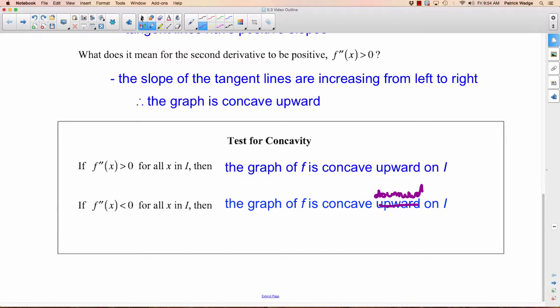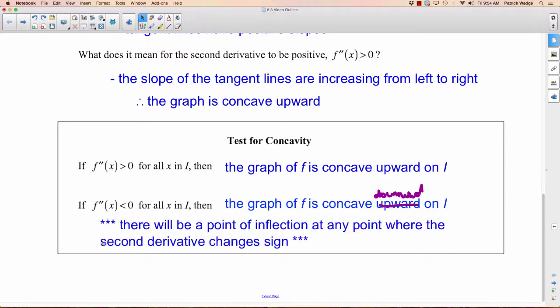And there's actually one more point. There will be a point of inflection at any point where the second derivative changes sign. So any point where the second derivative goes from negative to positive, there's going to be a point of inflection. Any point where the second derivative goes from positive to negative, there's going to be a point of inflection.